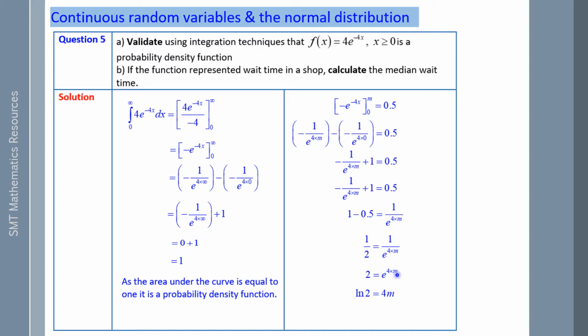You now take the natural log of both sides. Log base e of 2 equals 4m. Divide both sides by 4, and that's your exact value.